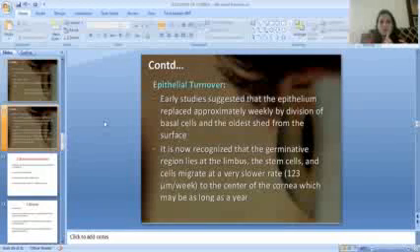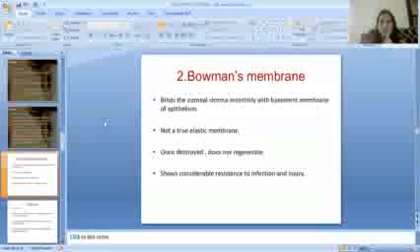It is now recognized that the germinative region lies at the limbus. The stem cells and the cells migrate at a very slow rate to the center of the cornea, which may take as long as a year.